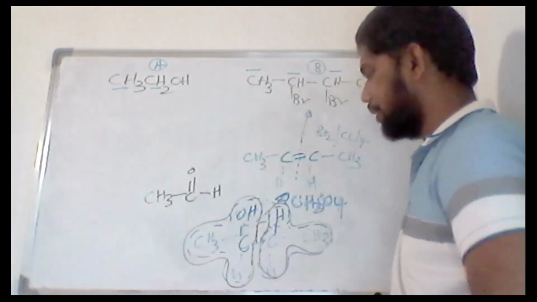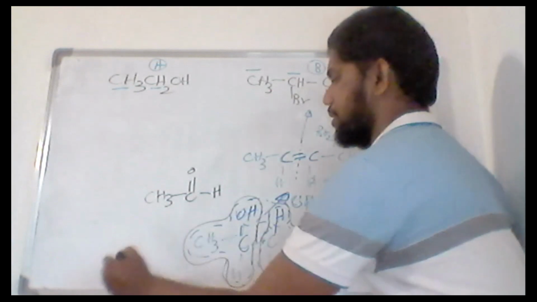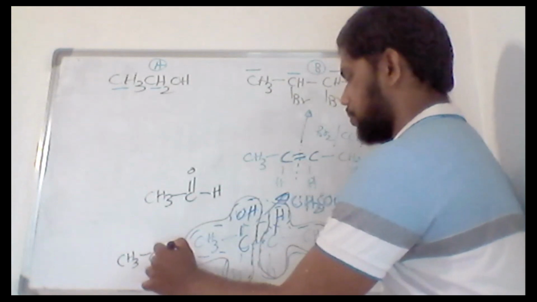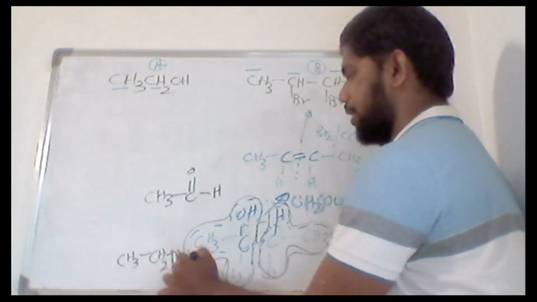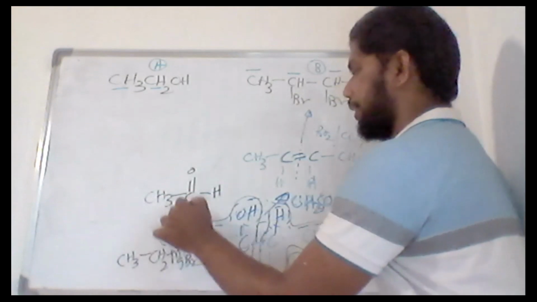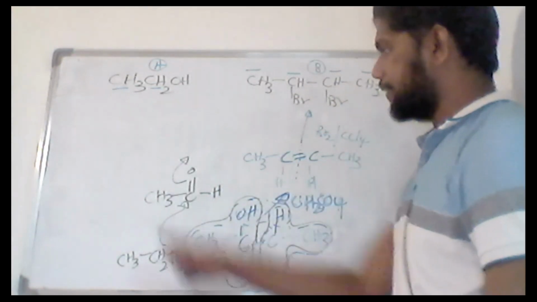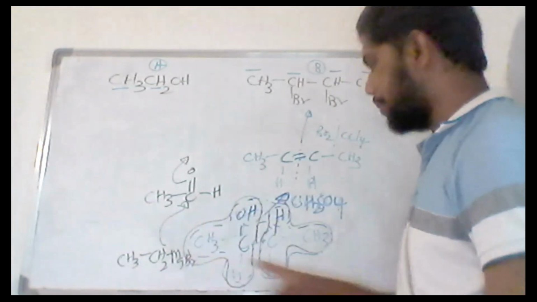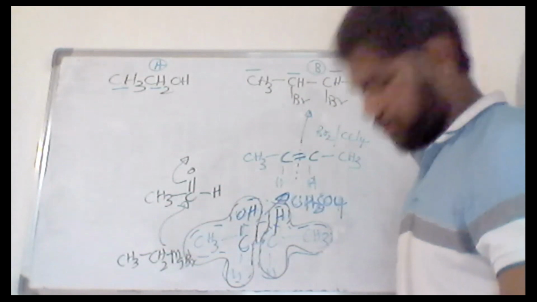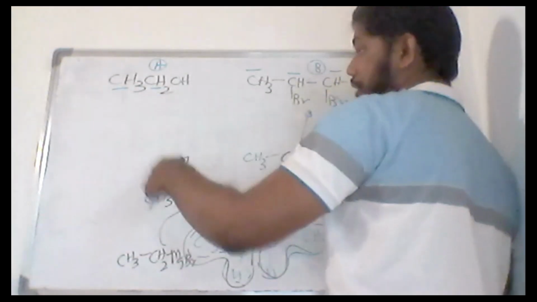Like this one could be CH3CHO that can be attacked by CH3CH2MgBr, because CH3CH2 is here, and this one can attack like this, and this one can be broken like this, and it will give CH3CHOH. This carbon can be attached to CH2CH3. So it is very clear now. It should be clear now how to obtain this one from this.